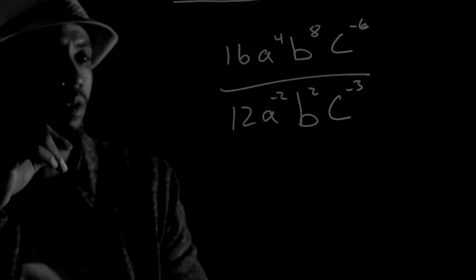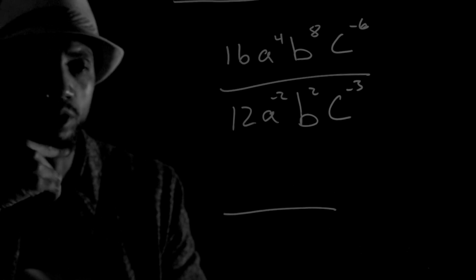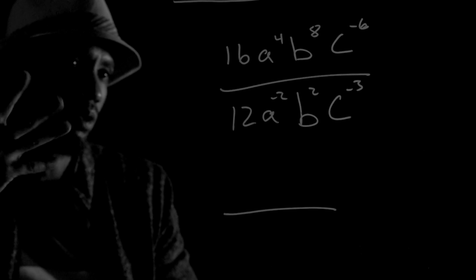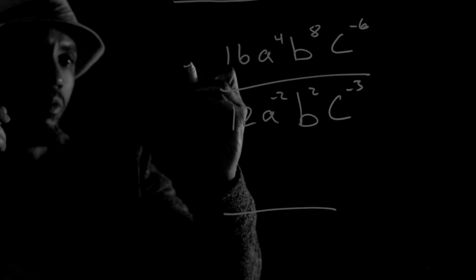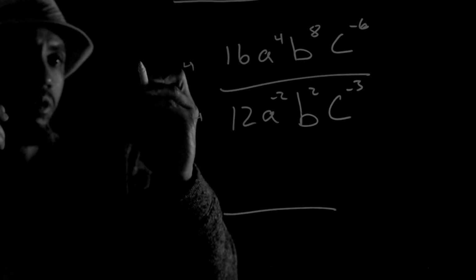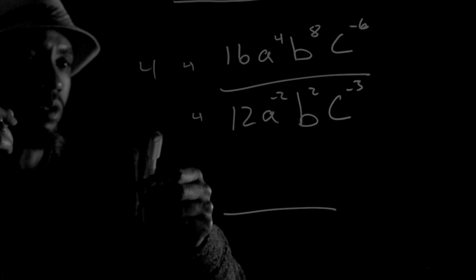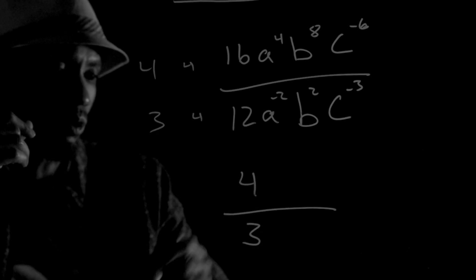We're dividing. The coefficients, what do we do with them? Well, we do what we normally would do with coefficients when they're being divided. Reduce the fraction here in this case. So what number can we reduce by for 16 and 12? How about 4? So 4 times 4 is 16. And what times 4 is 12? 3. So here's our fraction, 4 over 3.